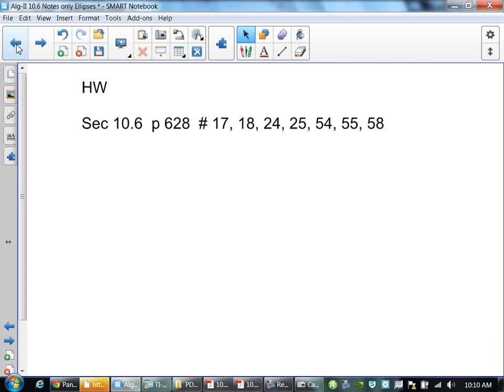Let's see. Make sure these are good. 17, 18, those are all right. 24, 25, you're just graphing, labeling all the parts. 54, 55, 58 say classify and write, stand for, and graph. So for 54 and 55, you're going to have to do the completing the square work and then graph it and label it out. Okay? Gotcha.